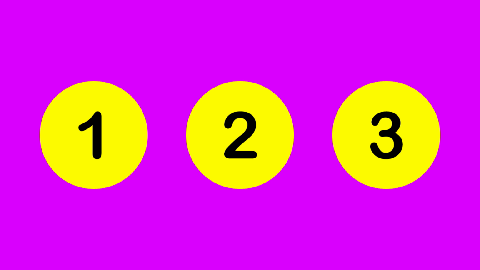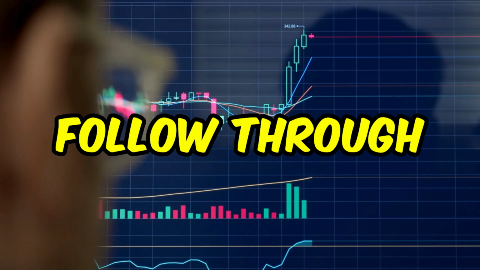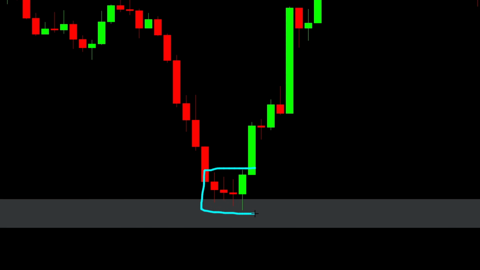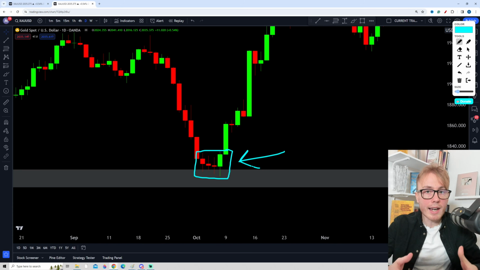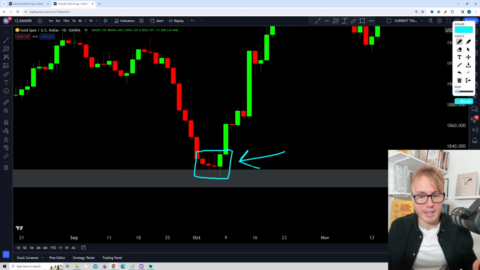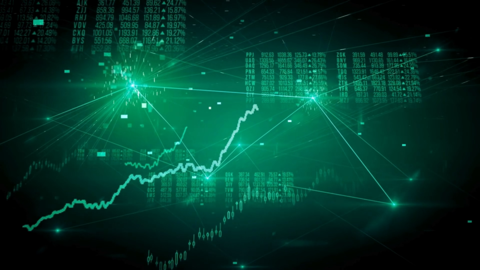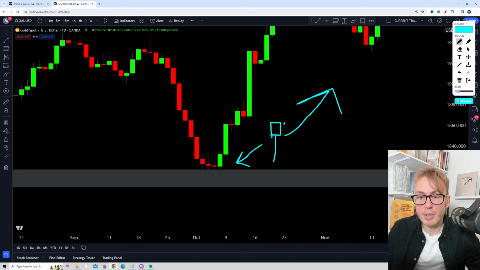Step number 3 in our formula is something called follow through. And what do I mean by this? Well, after identifying our candlestick pattern, or like we did right here, our candlestick combination, we want the price to react according to our expectations. So for example, after seeing a bullish hammer or a combination that creates a bullish hammer, we expect the price to start to reverse. So we want the price to start climbing up after this pattern.